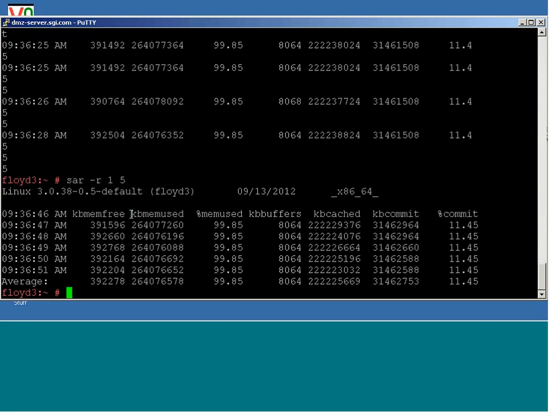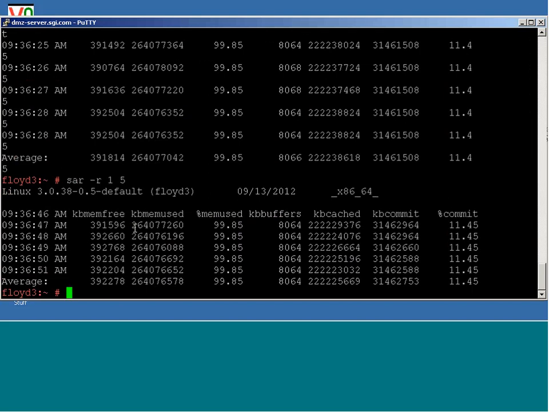But breaking it out, what do I got here? I got 264 gig of memory being used. That's 99% of my memory, and 222 of that is the cached field. Also, commit is what the applications have reserved. So I've only reserved 11% of my memory here. Not an allocation, but a reservation. Again, we can over-reserve, and the percent commit can go above 100.